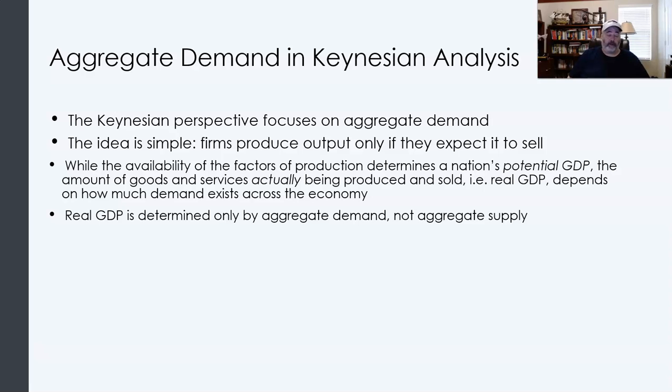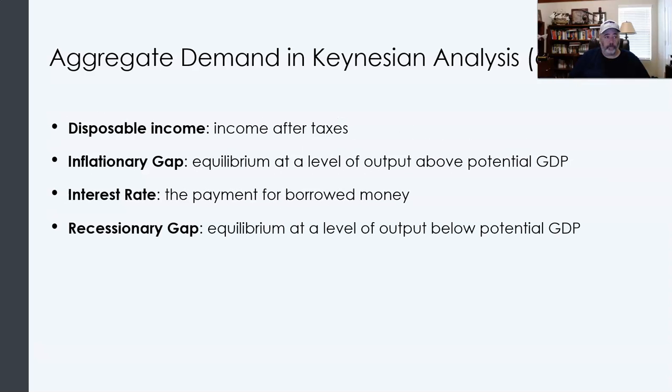All right. So, according to them, real GDP is determined only by aggregate demand, not aggregate supply, and that's not true. Real GDP is determined by where the short-run aggregate supply and aggregate demand curves intersect in this model.